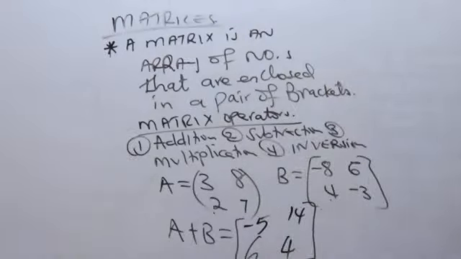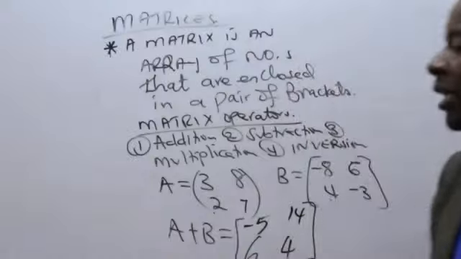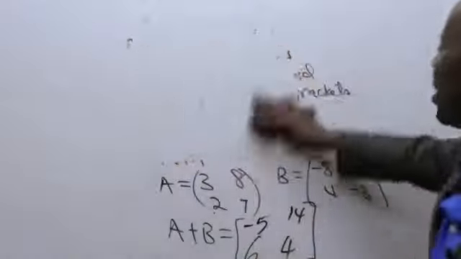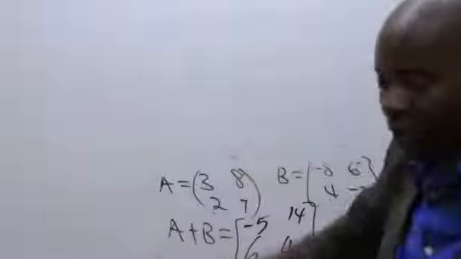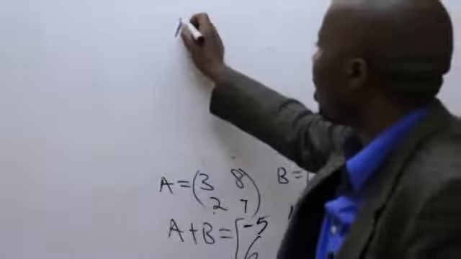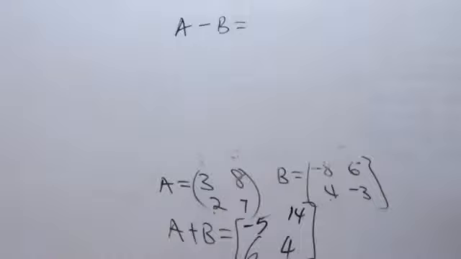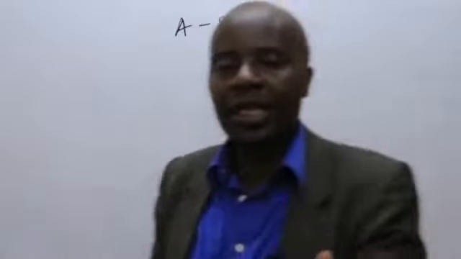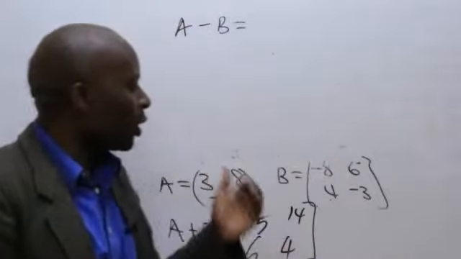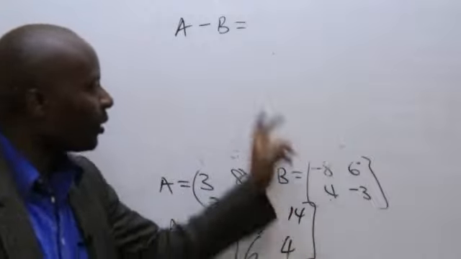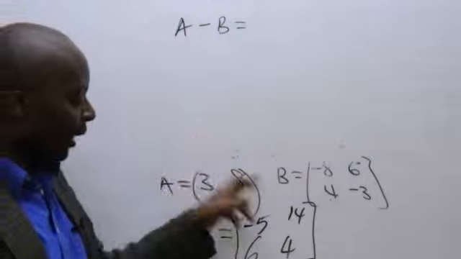What if, my great student, somebody comes and tells you to subtract these two matrices? How will you be able to subtract these two matrices? If somebody tells you to subtract A minus B, what will we get at the end of the day? Just like in addition, again, we subtract corresponding elements. So corresponding elements, like now 3 minus -8.